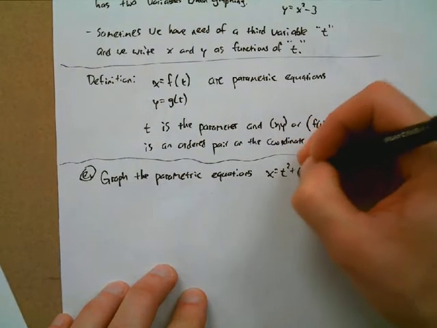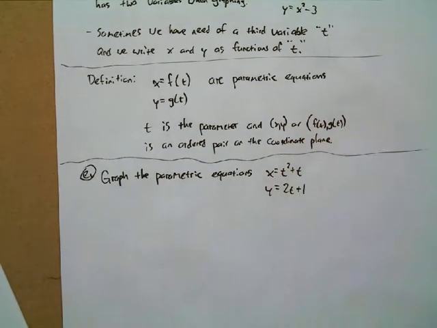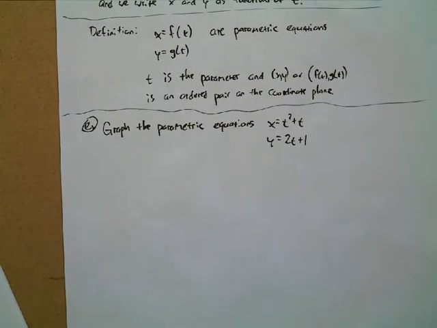Okay? So there's our parametric system right there. Our x-coordinate of our point in the coordinate plane is going to be defined by x equals t squared plus t. Our y-coordinate will be defined by the function 2 times that same t value plus 1.